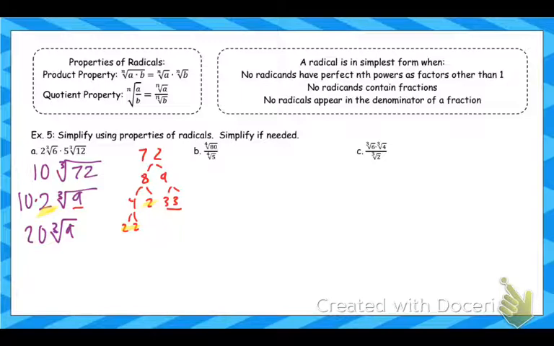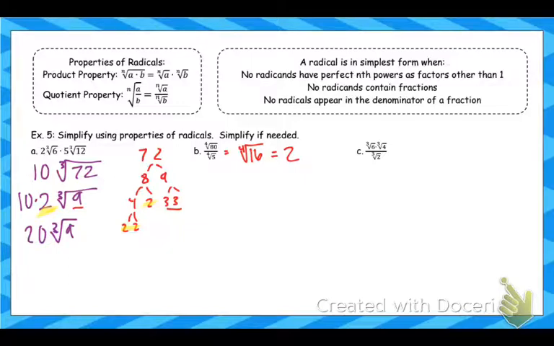All right, moving on to B. So I've got the 4th root of 80 over the 4th root of 5. Well, just like we could with square roots, we can just divide those numbers and make that the 4th root of 16. What's even better, we know the 4th root of 16. The 4th root of 16 is 2, because 2 times 2 times 2 times 2 is 16.